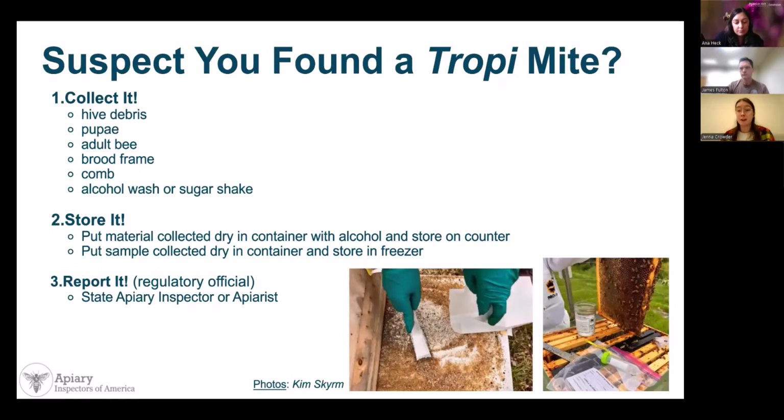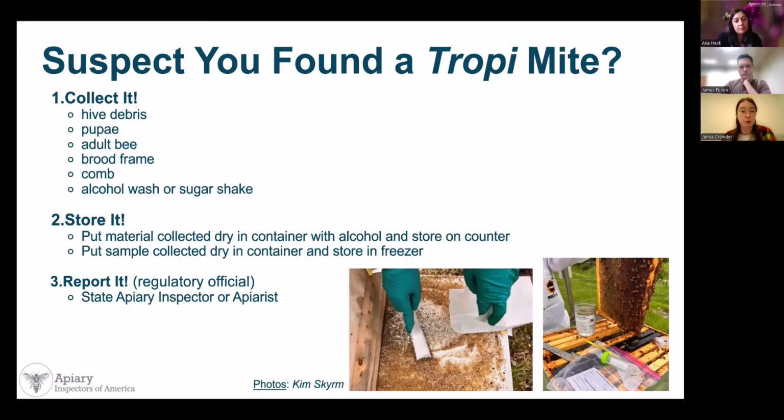If you suspect you found a tropy mite, so let's say that a beekeeper has reached out to you as an extension agent or something like that and thinks they found a tropy mite, the key is that in order to officially get USDA confirmation, so federal level confirmation that the tropy mite is extant, and subsequently federal level help to deal with it, whatever that means for the state that it's found in, a physical specimen is going to be required.